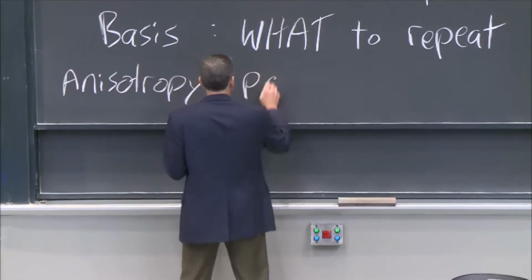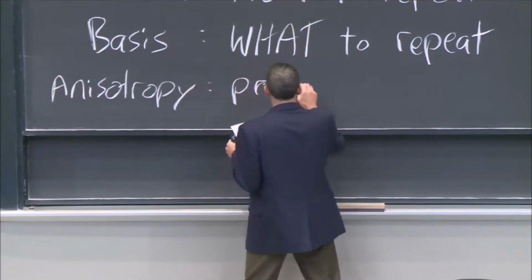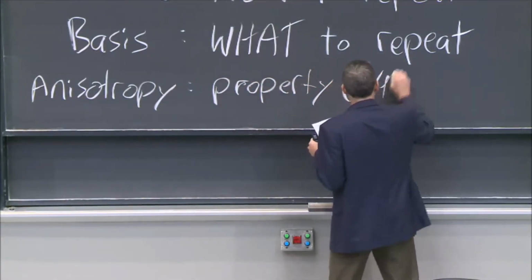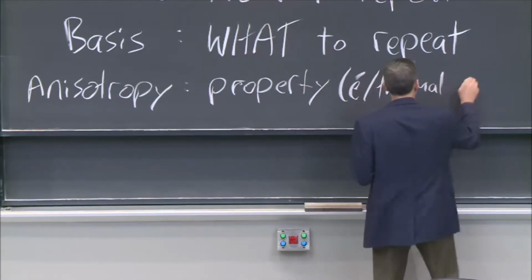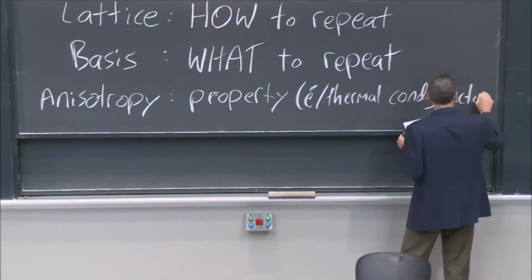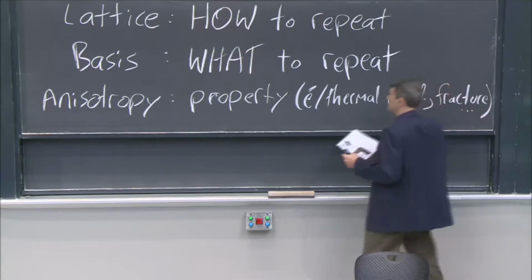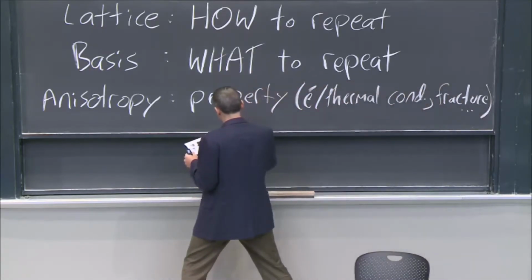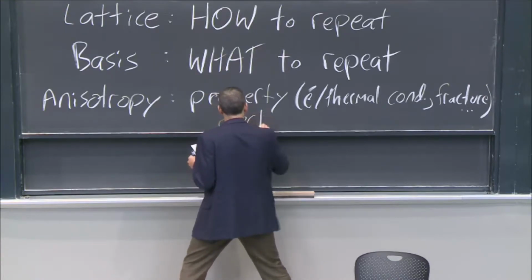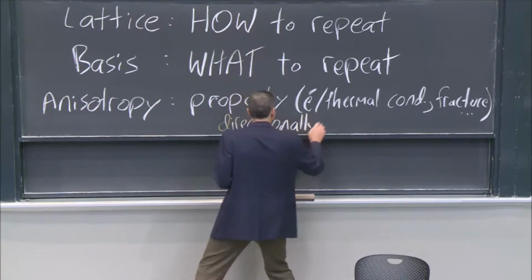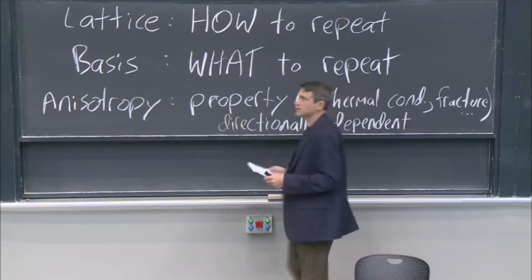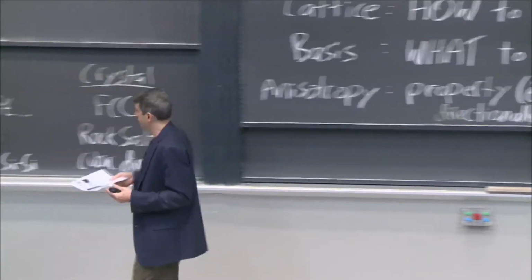If it's anisotropic, then the property, it could be electrical or thermal conductivity, for example, or how it breaks, the fracture, right? And so on. But the property is directionally dependent. So the reason I'm telling you this is that I now need a way, we've come up with ways to talk about crystals, right?